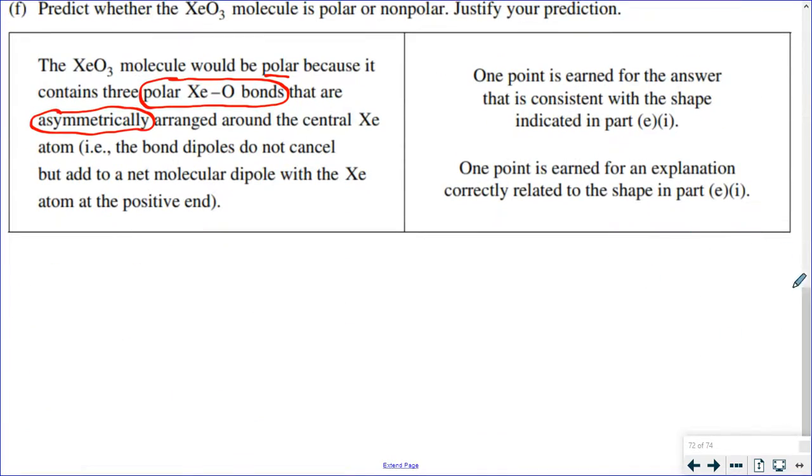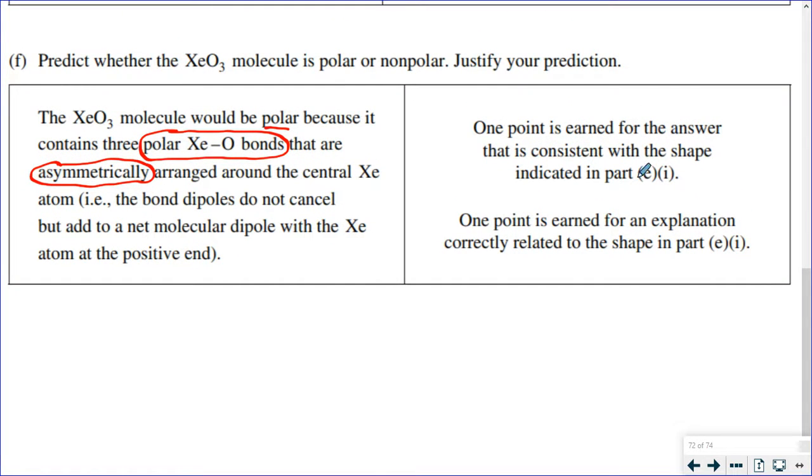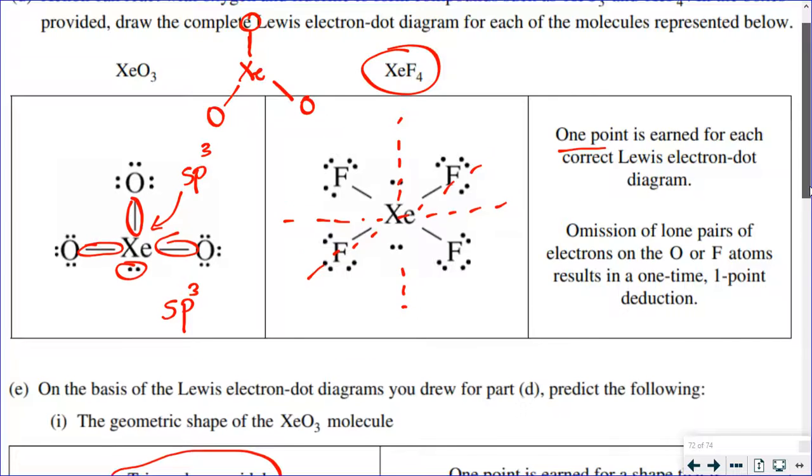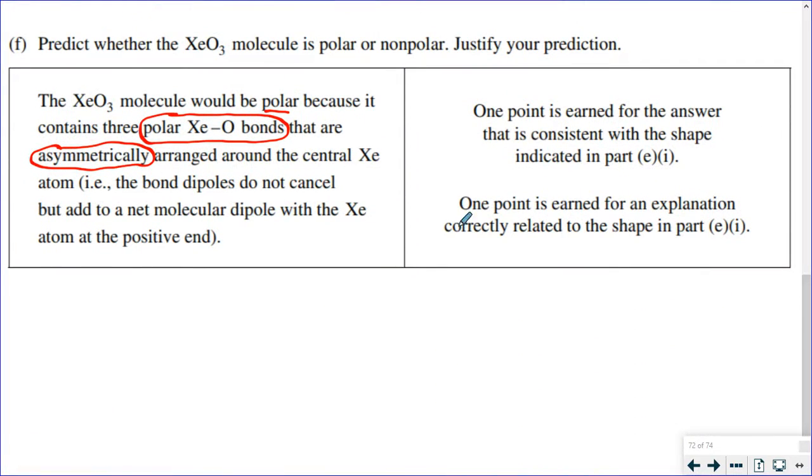So here's your point values. 1 point is earned for the answer is consistent with the shape indicated in part E. That means if you drew it like this, you would say polar. But if you drew it some other way, maybe you had xenon in the center like this and you forgot those extra electrons, and you have a trigonal planar arrangement, you would say nonpolar. So if you're consistent with what you drew, and then 1 point for an explanation that correctly relates to shape. That's these 2 terms. You have polar bonds, and it's either symmetrical or asymmetrical. That's your other point at the end there.